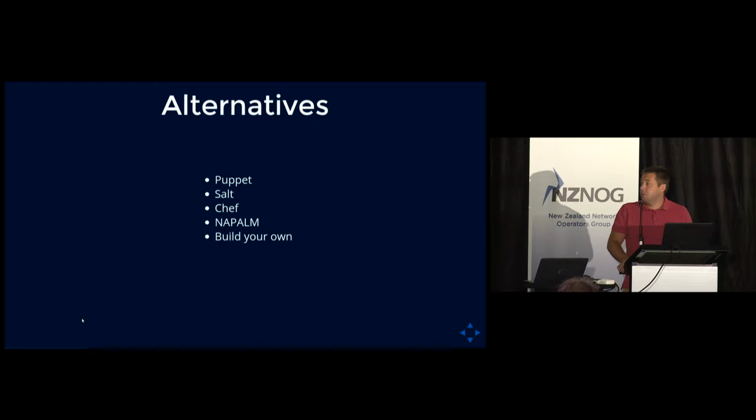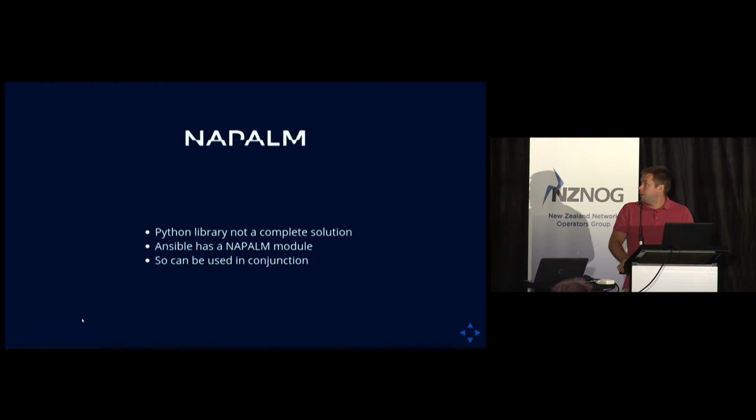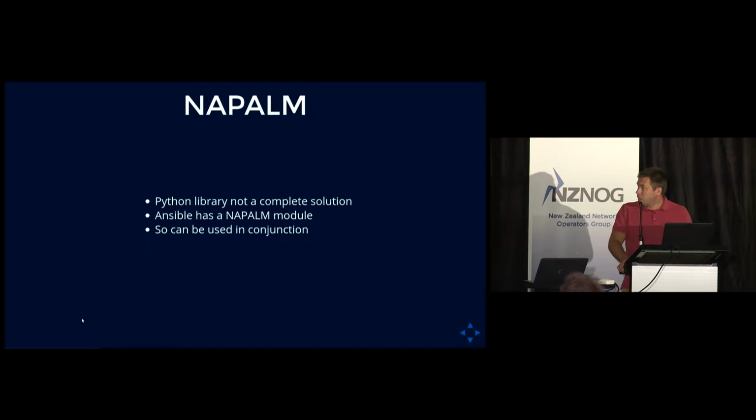So you have some alternatives to it. There's Puppet, Salt, Chef, Napalm, and there's also the option to build your own. We're going to talk about that. Napalm is just a Python library which interacts with your devices. It's not really a complete solution, so you need to write your own. You're going to be writing Python and using that library, and basically interacting with your devices using these libraries.